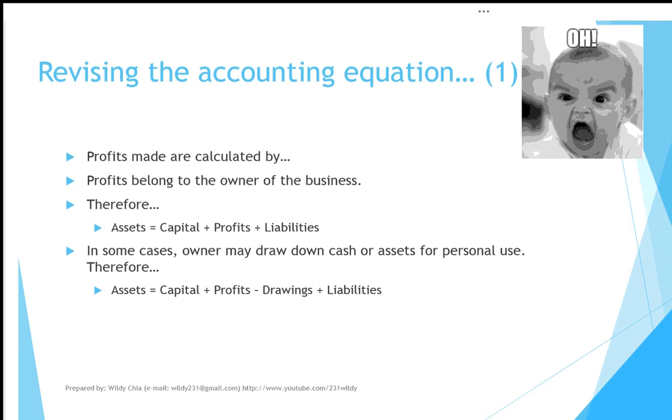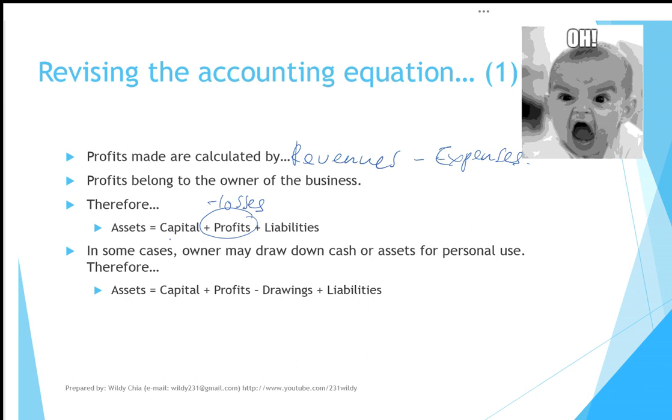So now what we went through, we have found out that profits are calculated by taking revenues minus all expenses, which may include rentals, utilities, and so on. Profits belong to the owner of the business, therefore we say that aside from capital, there are also additional profits that might belong to the owner. If there are losses, then it will be minus losses, if there are any.